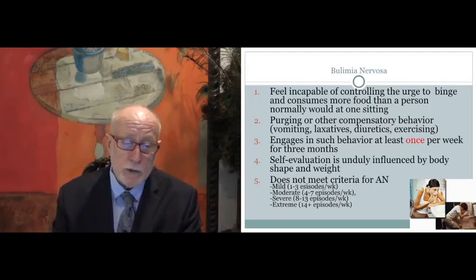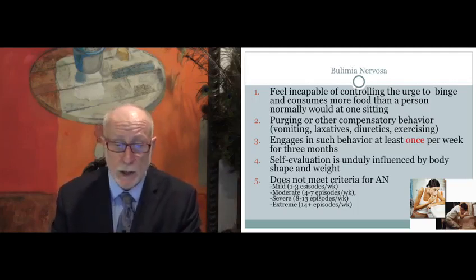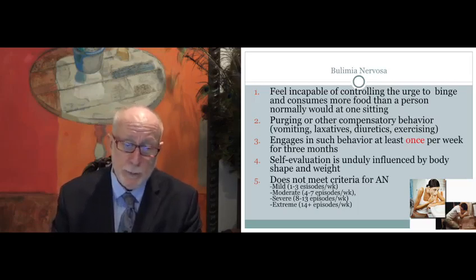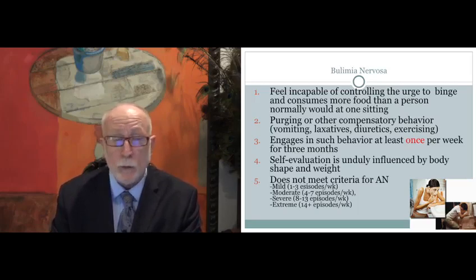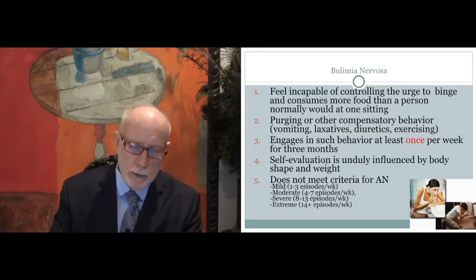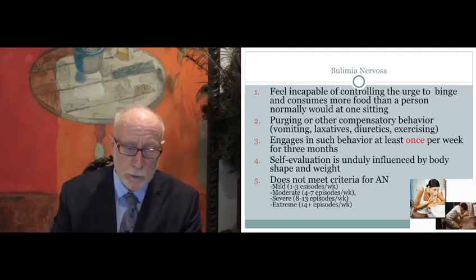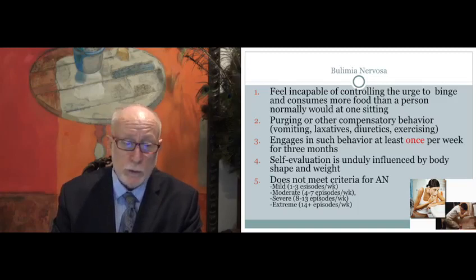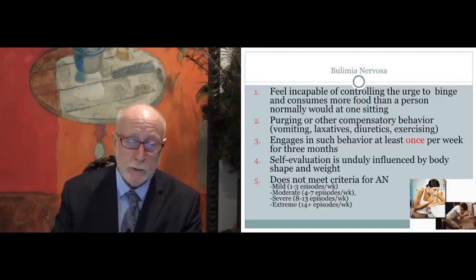The self-evaluation is unduly influenced by body shape and weight, much as it is in anorexia. And so the person has a body image distortion, and they feel unrealistically badly about how they look. And weight is a very important feature to them. Unduly so. Self-value is predicated on appearance excessively. And importantly, the individual does not meet the criteria for anorexia. If they meet the criteria for anorexia, even if you are binging and purging, you go over into an anorectic category, not into bulimia. So anorexia is a rule out for bulimia.